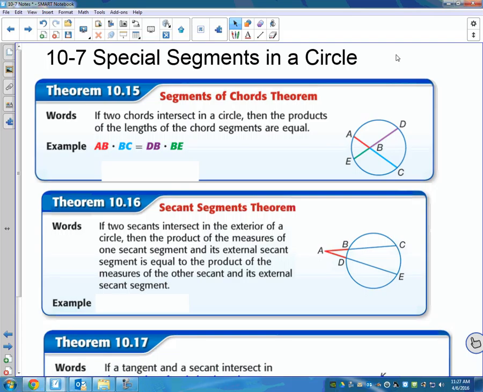So, what if two secants intersect outside the circle? This is inside the circle. This is outside the circle. It says the product of the measures of one secant segment and its external secant is equal to the product of the measures of the other secant and its external secant segment. So here's what's kind of weird about this one. You're going to take the whole secant. So you're going to take AC times what's on the outside, so times AB. And that's going to be equal to AE, the whole segment, times AD. This is where it's nice to have this written down for your test. So you take the whole secant times what's on the outside equal to the whole secant times what's on the outside.